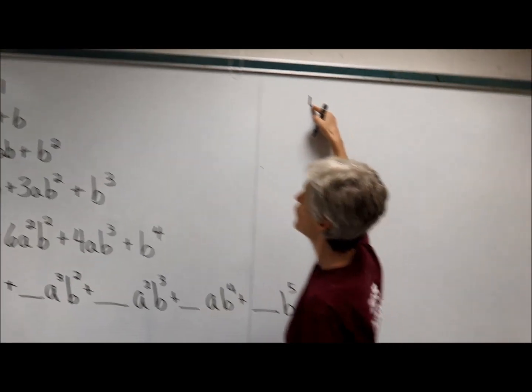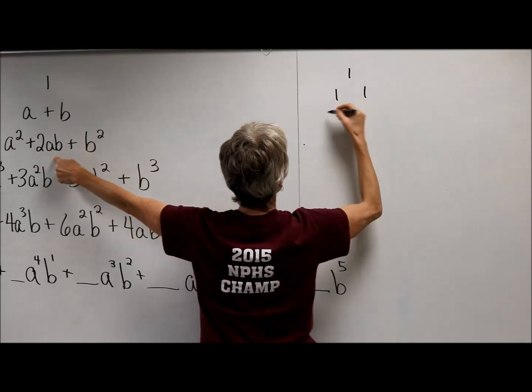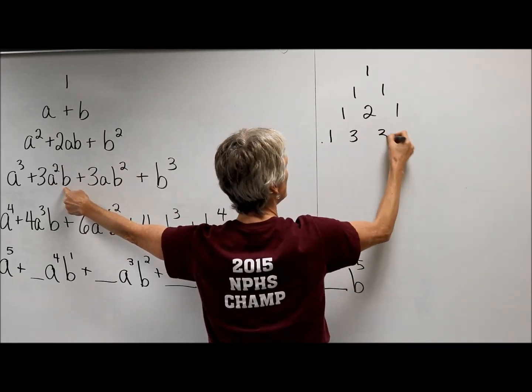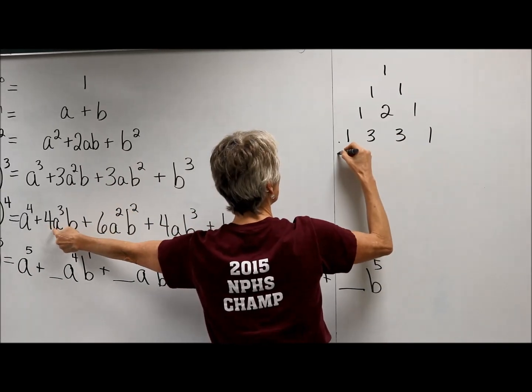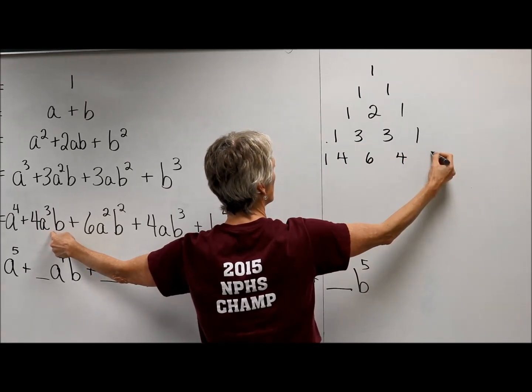Here's a 1, and then a 1 and a 1. And then I had a 1 and a 2 and a 1. And then I had a 1 and a 3 and a 3 and a 1. And then my coefficients were 1, then 4, then 6, then 4, then 1.